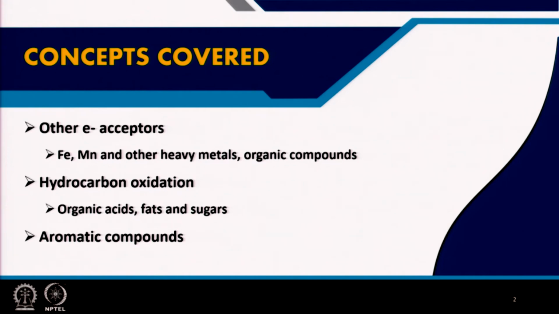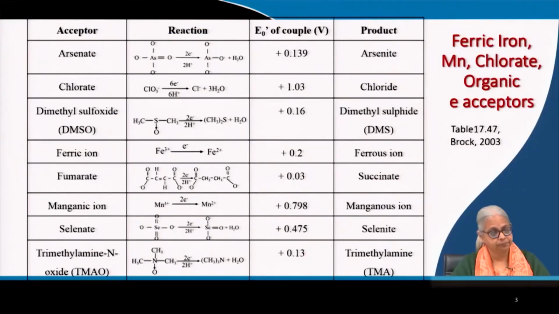In terms of hydrocarbon oxidation, we have different metabolic pathways for organic acids, for fats and sugars. So we'll take a look at that as well. And finally, we will end this particular lecture with aromatic compounds. How are they biodegraded under aerobic as well as anaerobic conditions?